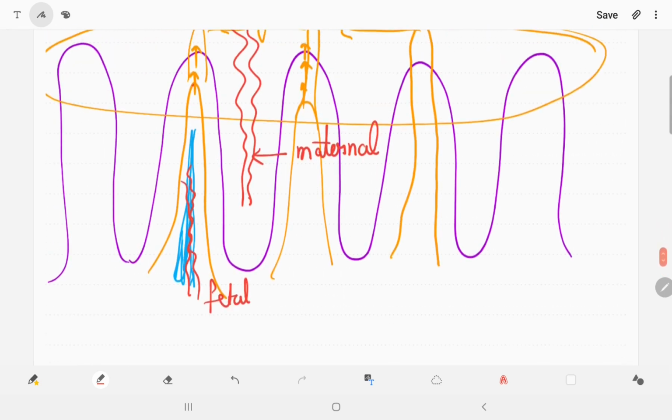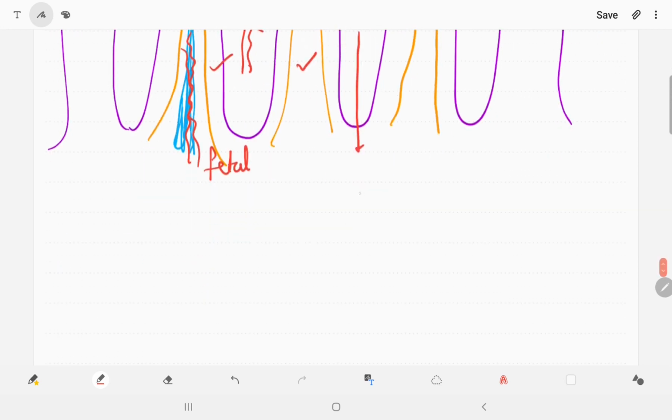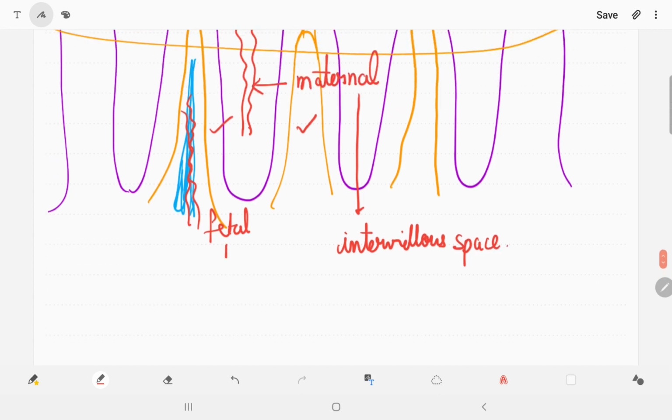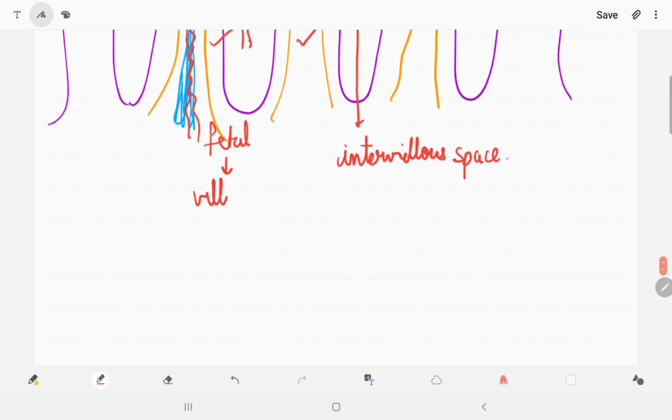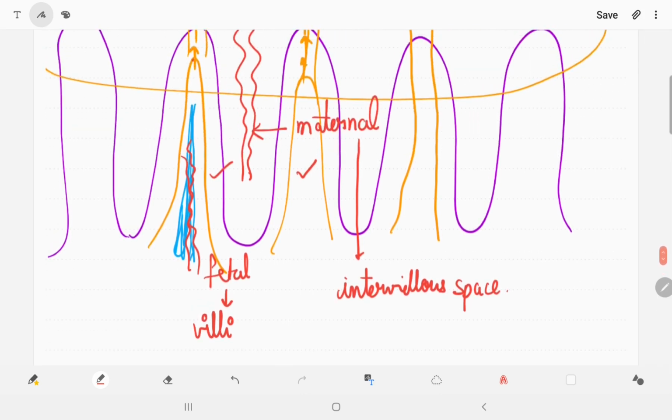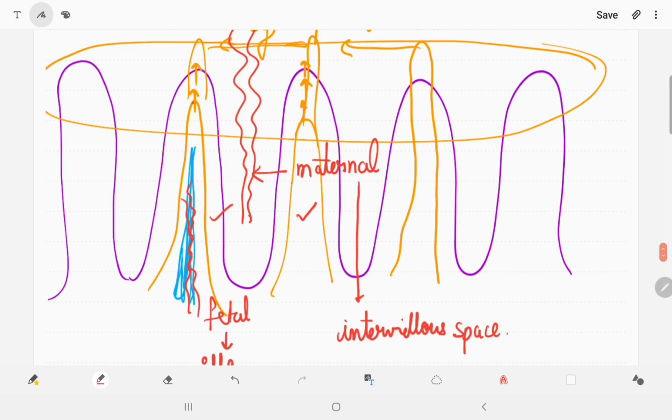These maternal blood vessels are present where? They are present in between two villi. So can I tell that these maternal blood vessels are actually present in the intervillous space? Intervillous means in between the two villi, and the fetal blood vessel is present inside the villi, right? It is present inside the villi. So what I am trying to show you over here is that maternal blood and fetal blood are not combining. No, they are not combining because of this barrier that I have formed.